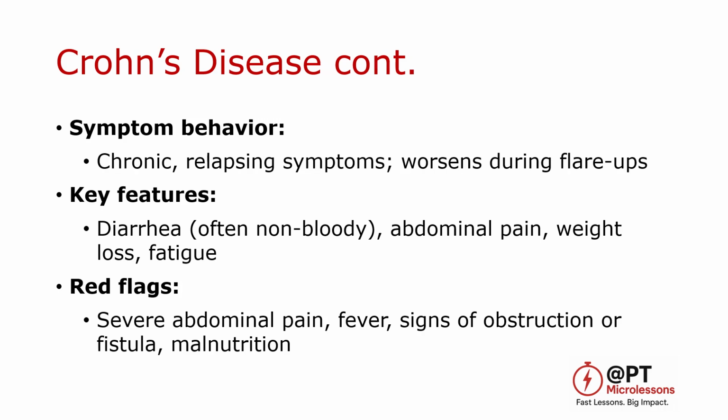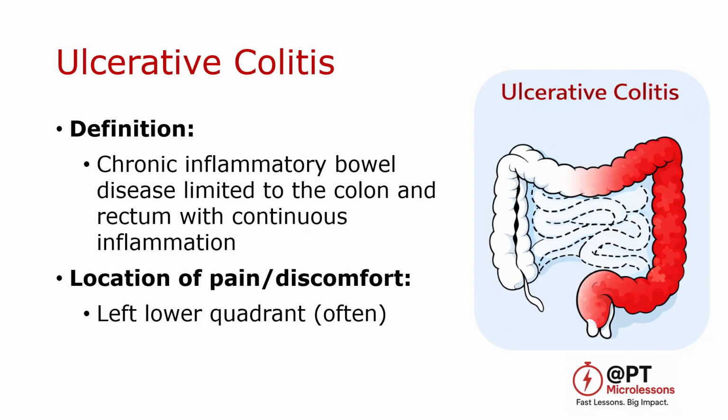Key features include diarrhea, abdominal pain, weight loss, and fatigue. Red flags include severe pain, fever, and signs of complications such as obstruction, fistulas, or malnutrition. Lastly, the triad for Crohn's disease is abdominal pain, chronic diarrhea, and weight loss. Let's move on to ulcerative colitis.